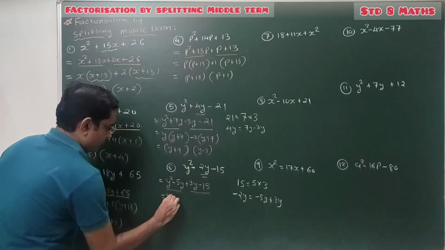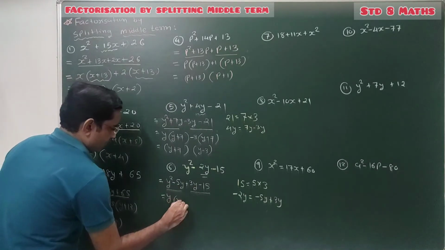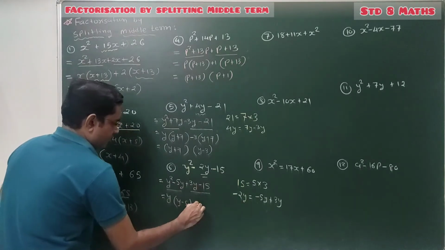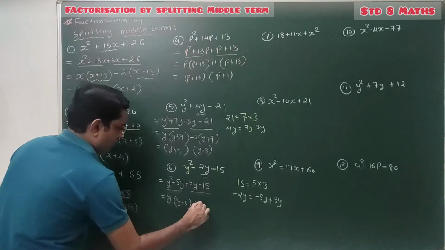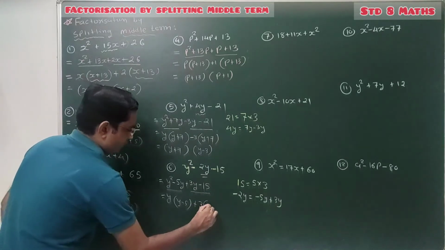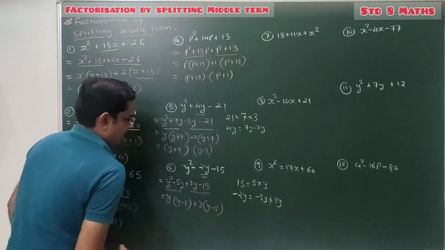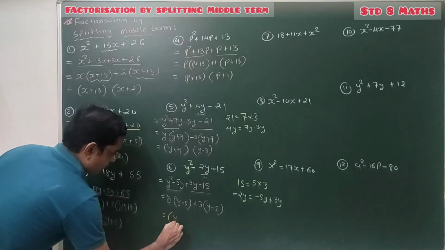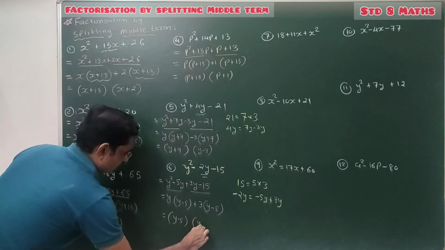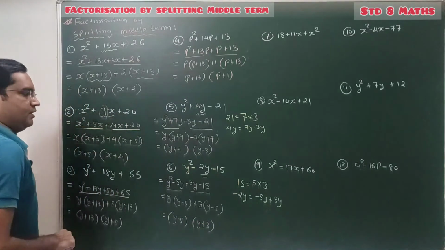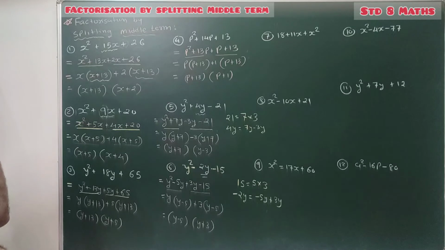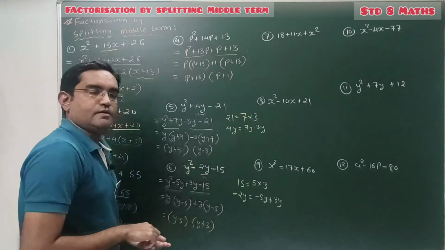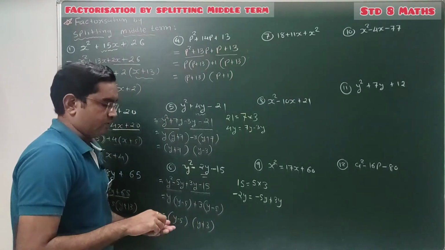Here we can take this y as a common. So remaining terms are y minus 5. Now here we can take 3 common, 3y - 15. So 3 is common factor. So taking 3 common, so it's y minus 5. Again y minus 5 is common. So this is equal to y minus 5, y plus 3. So this is how you can perform the factorization of this question number 6. Done. Now question number 7.